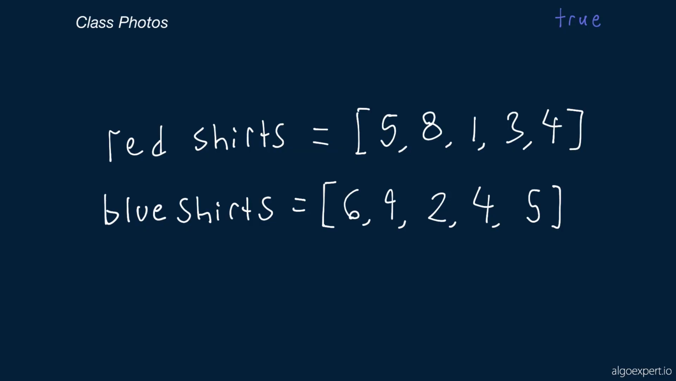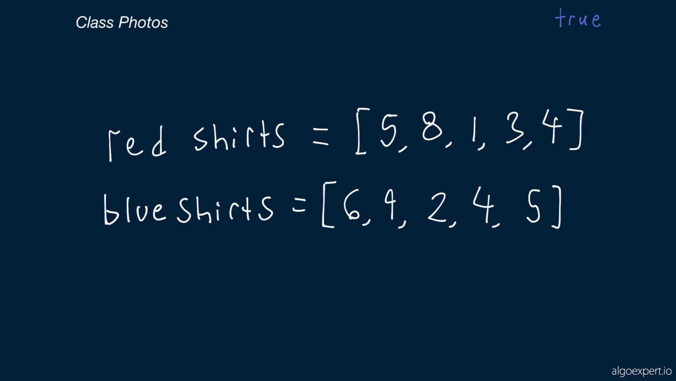Now these arrays will always be the same length, they will have the same number of elements, and what that really means is that there's always going to be the same number of students that are wearing red shirts as there is that are wearing blue shirts. Now we can assume that all of the heights of our students are going to be positive, non-zero integers, and these heights are not necessarily going to be unique. So we could have students that have the exact same height.